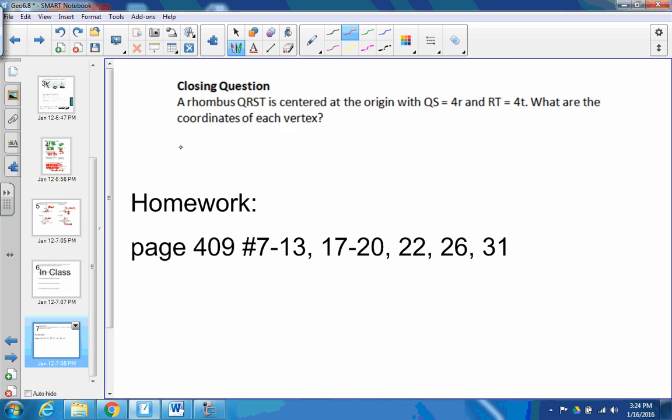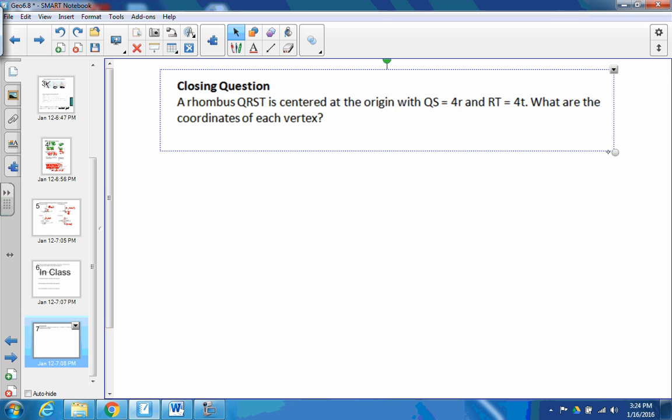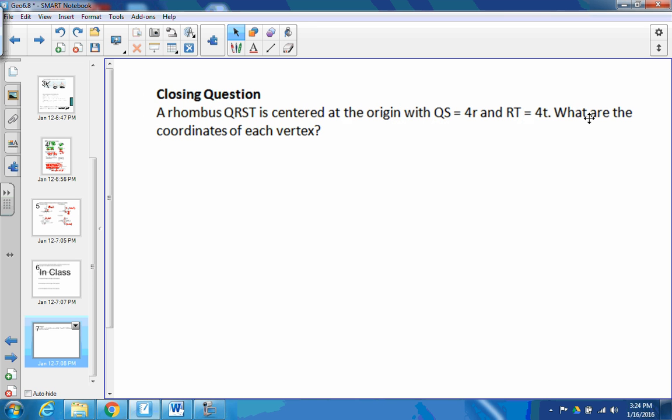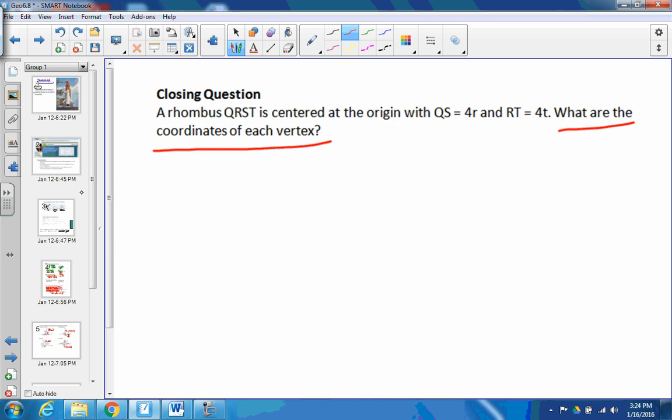So what I'd like you to do now, and you can ignore this homework for right now, because it's going to change, I think. But answer the closing questions. It says a rhombus QRST is centered at the origin with QS equals 4R and RT equals 4T. Figure out what are the coordinates of each vertex. Alright, and that is it.